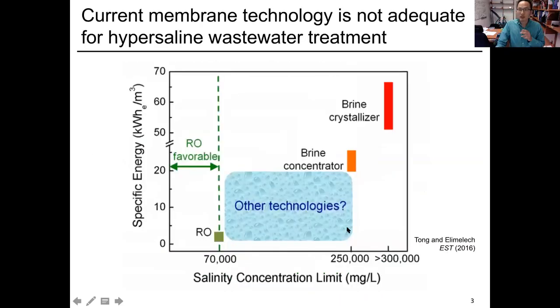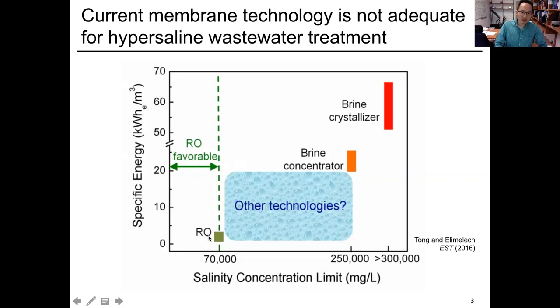So ZLD or MLD essentially comes down to desalination technology, because as we squeeze water from the wastewater, it becomes more and more salty. If you look at this chart, the x-axis shows a salinity concentration limit, which means the maximum salinity of the wastewater that each treatment technology can handle. The y-axis shows how much energy each technology requires to produce fresh water.